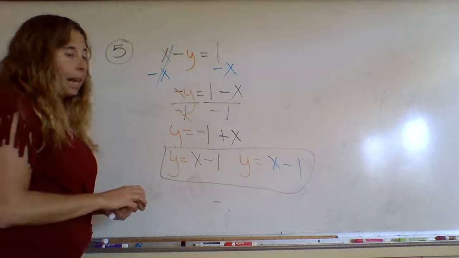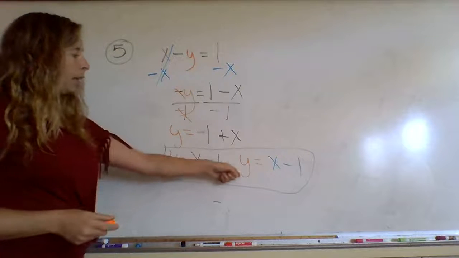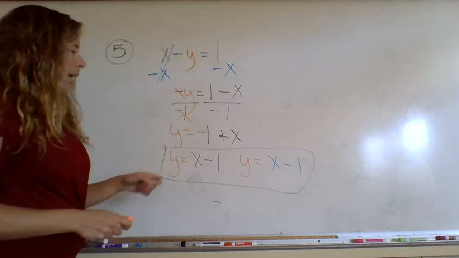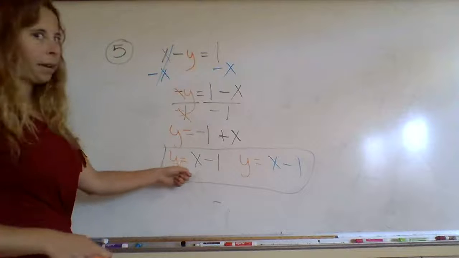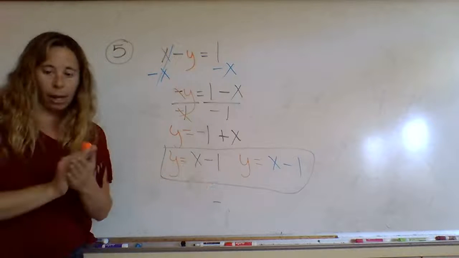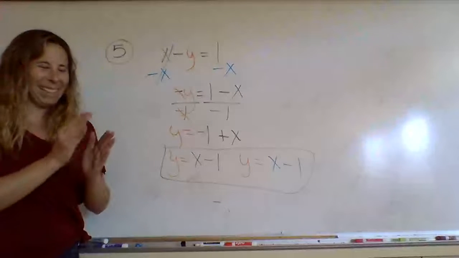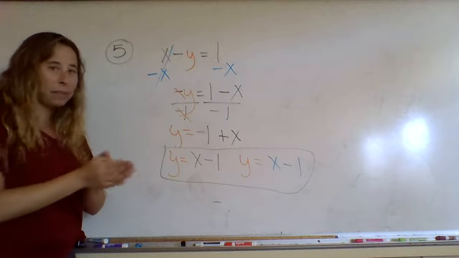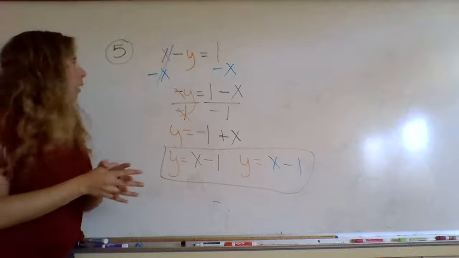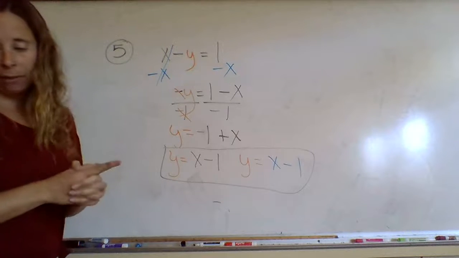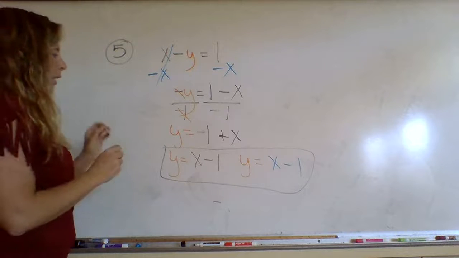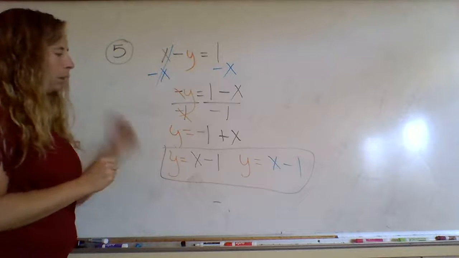They are the same. They are exactly the same. That means if I were to graph these, they're exactly the same. They're going to be on the same line. So they have infinitely many solutions. Okay, so for number 5, it's infinitely many solutions because they're the exact same line.